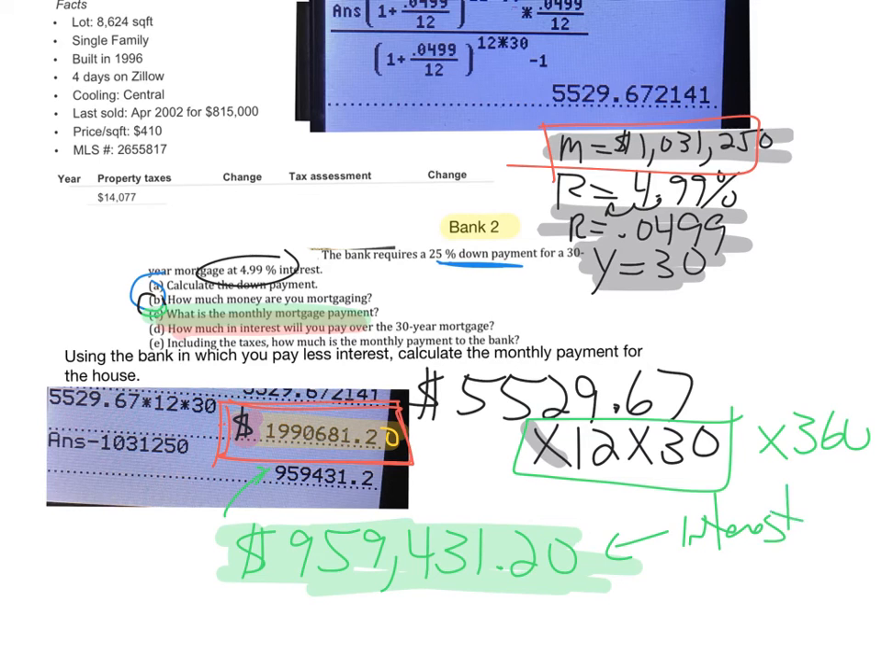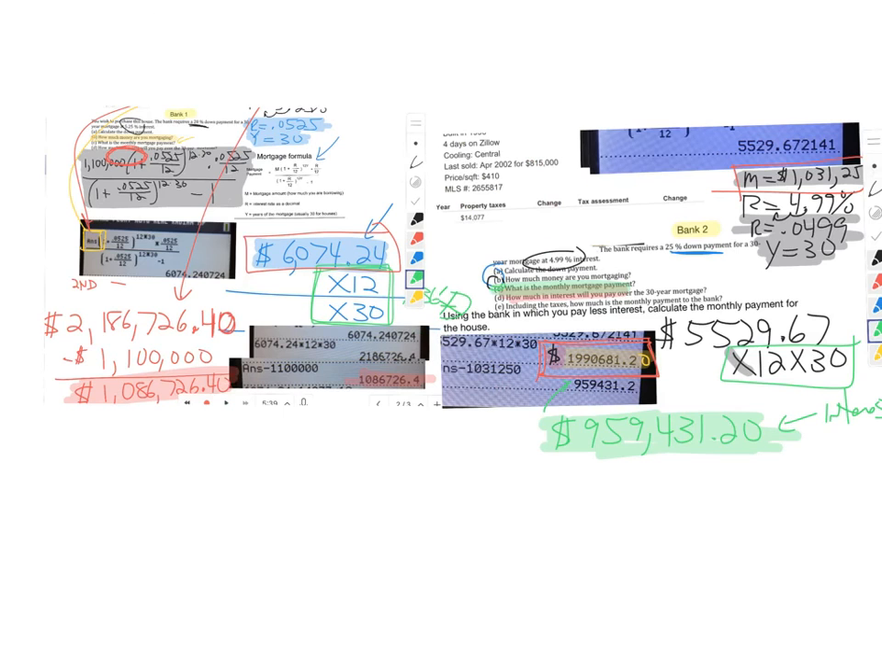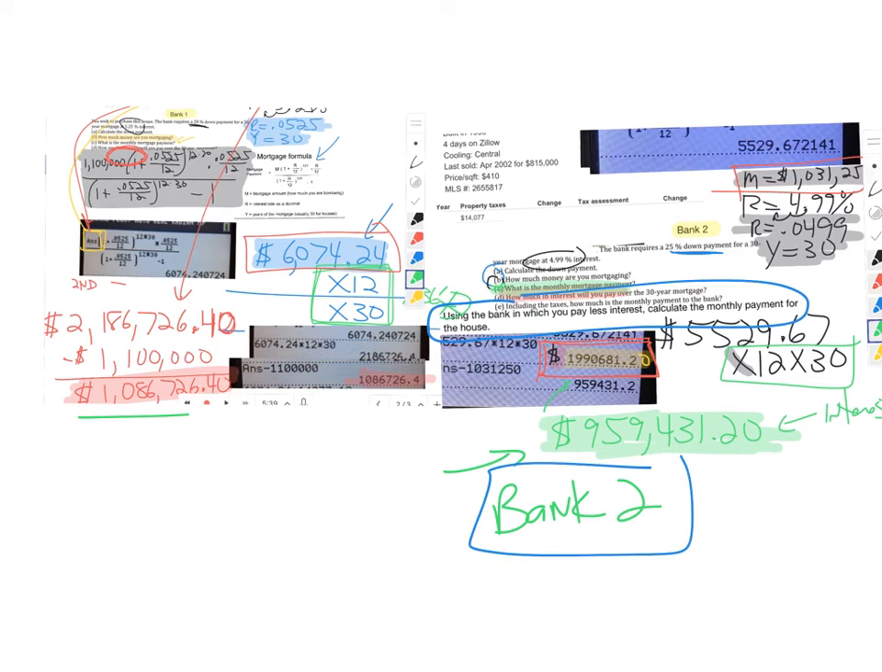Well, now what we need to do is we need to try to figure out which bank has you paying less interest. Well, it looks like Bank 1 has you paying a little bit more. Bank 1 was a little over $1 million. Bank 2 was a little under $1 million in interest. So now what we need to do is, using this bank with the lower interest, so Bank 2, we're going to figure out what the monthly payment is going to be if you now calculate the taxes.